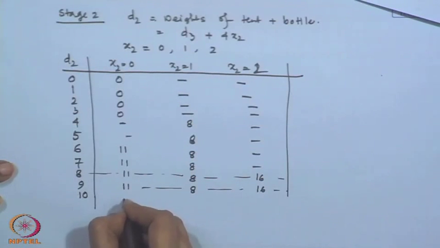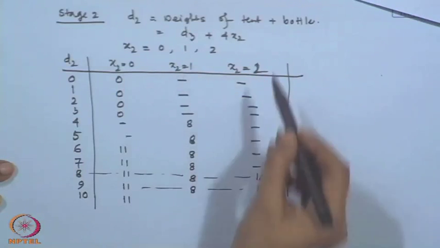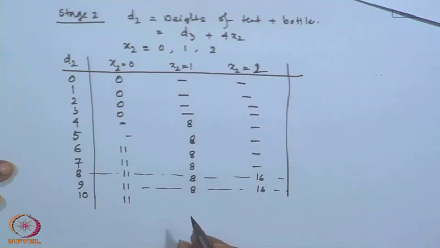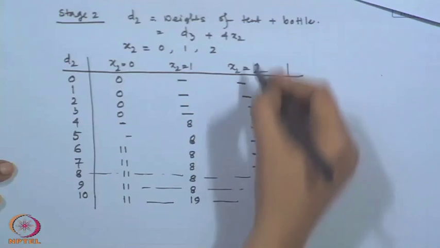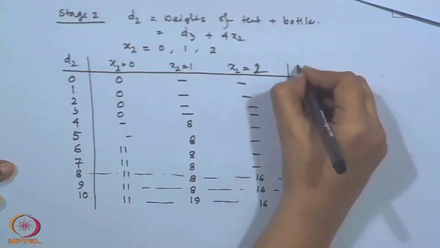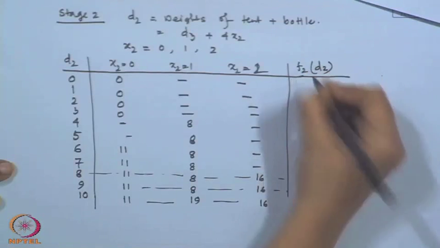We can consider 1 tent, x2 equal to 0, x2 equal to 1, that means we are considering 1 bottle, but there is a provision to have 1 tent as well, because 1 tent 1 bottle will be total 10 kg. That is why what is the total utility value here? 11 plus 8, that would be 19 here, and here if we consider 2 bottles there is no space for tent, that is why 16. Let us see the utility values for the individual cases.